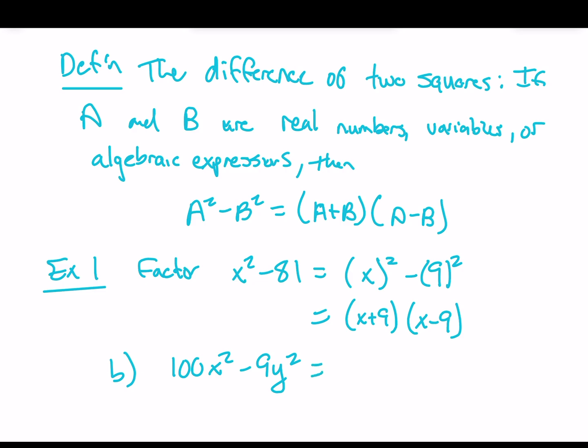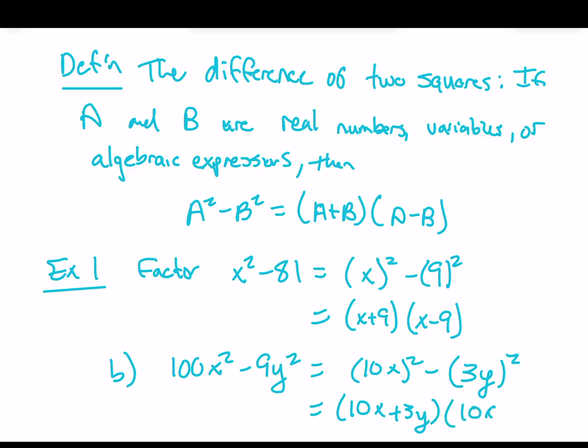100x squared minus 9y squared. Is 100x squared a square? Yes, it is. It is 10x quantity squared. And 9y squared is 3y quantity squared. 3 squared is 9, and y squared is y squared. So we can rewrite this as 10x plus 3y times 10x minus 3y.